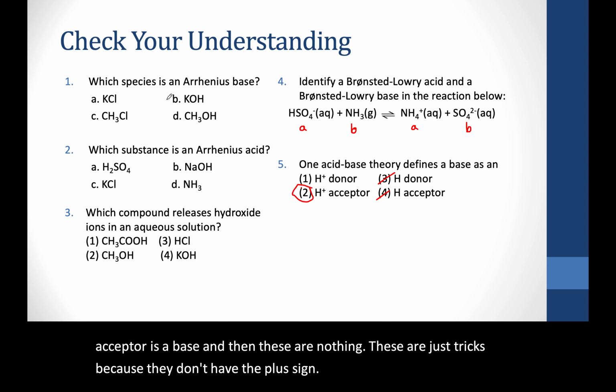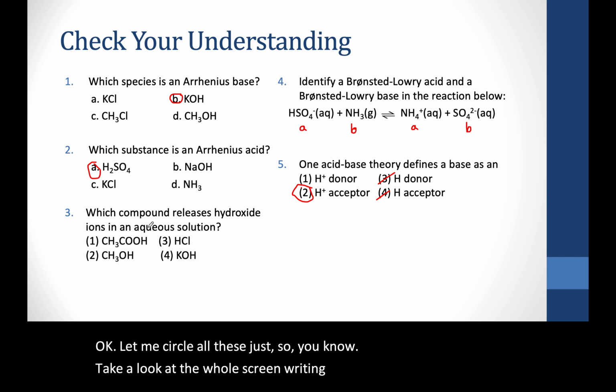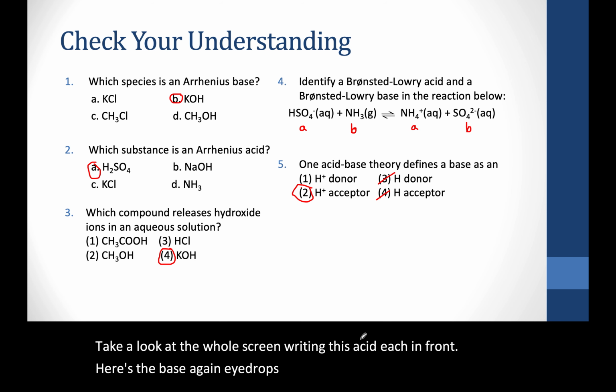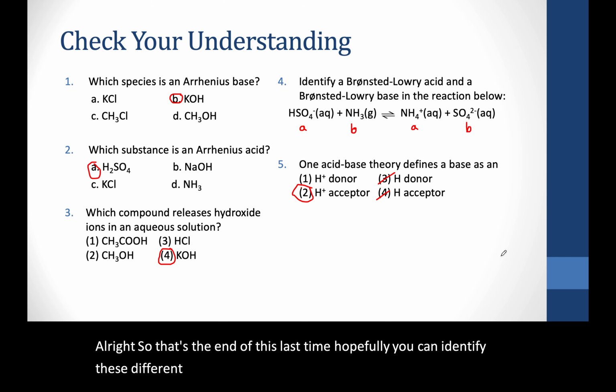Okay, let me circle all these just so you can take a look at the whole screen. Arrhenius acid, H in front. Here's the base again, hydroxide ions. Okay, all right. So that's the end of this lesson. Hopefully you can identify these different acids and bases depending on if you're talking about Arrhenius or Bronsted-Lowry.